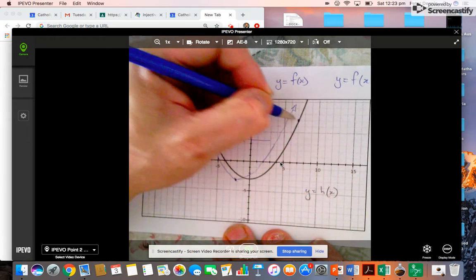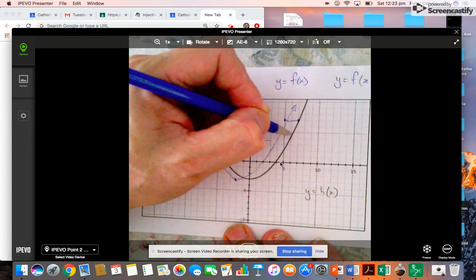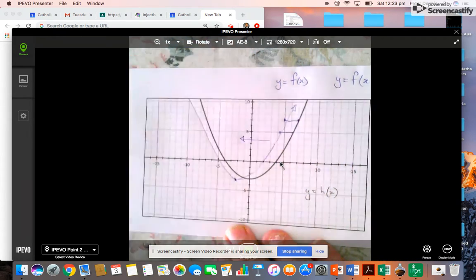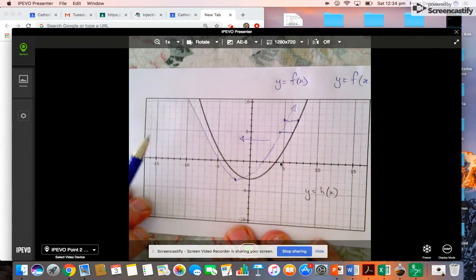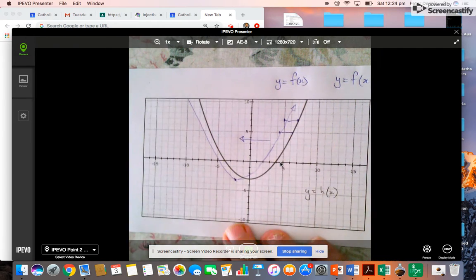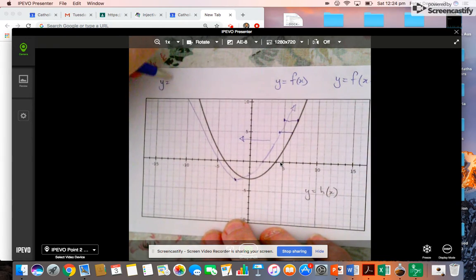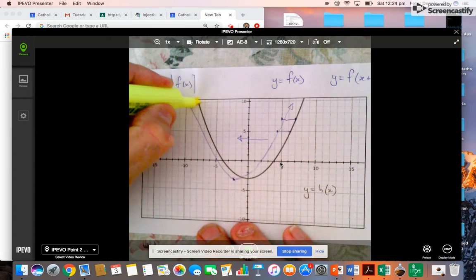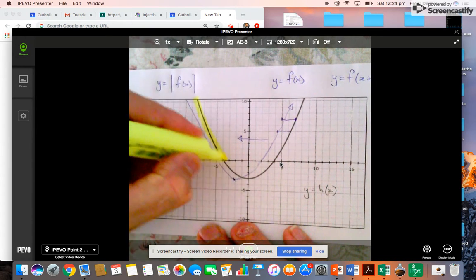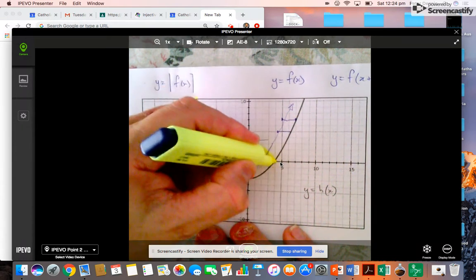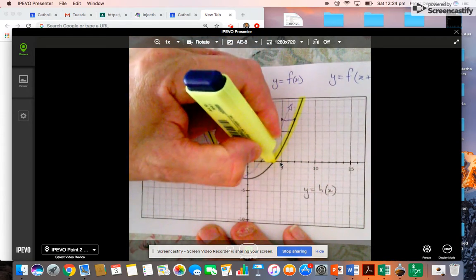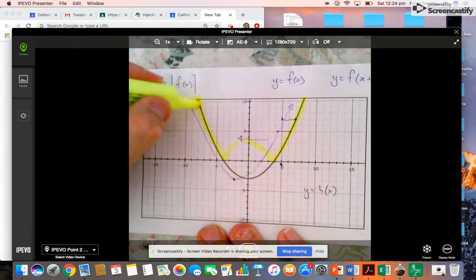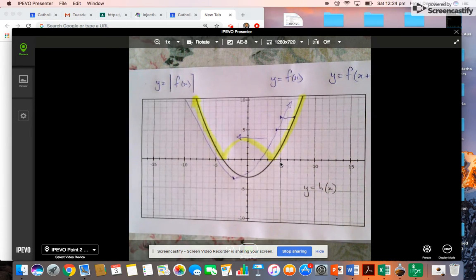So this point here, move 2 units. This point here, move 2 units. Okay? So that's if it's inside like that. If we wanted again to look at y equals the absolute value of f of x, and we'll do this in yellow again, here it comes down to there. Then it would bounce back up. And that yellow line would be y equals the absolute value of f of x.